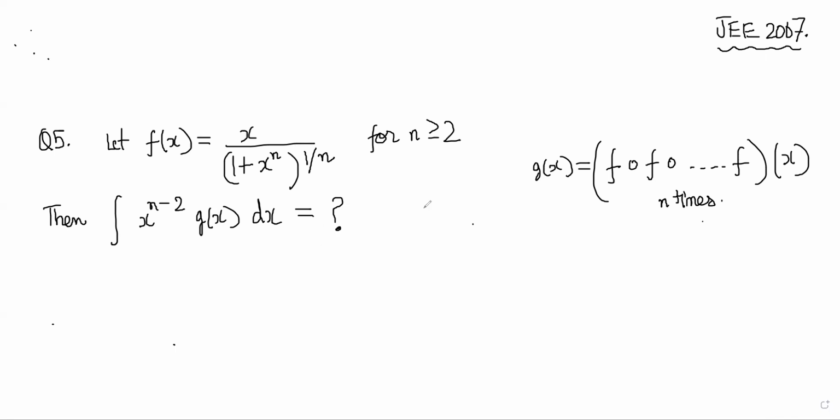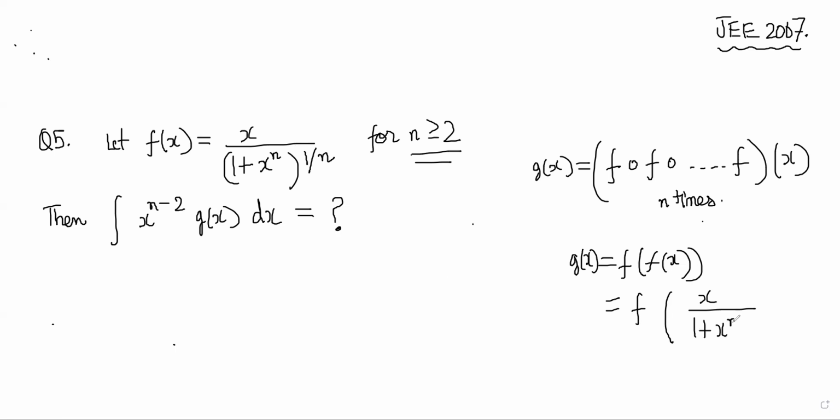Sir, I got the answer, but if g of x is f of x, right? If g of x is f of x, that is allowed because it is 2 times. You are saying it should be n greater than or equal to 2, right? Yeah, that means it is f of x only, like g of x equals f of x. You have to check that and see what happens. Check it. What will have come? f of x by 1 plus x power n, whole power 1 by n, right?